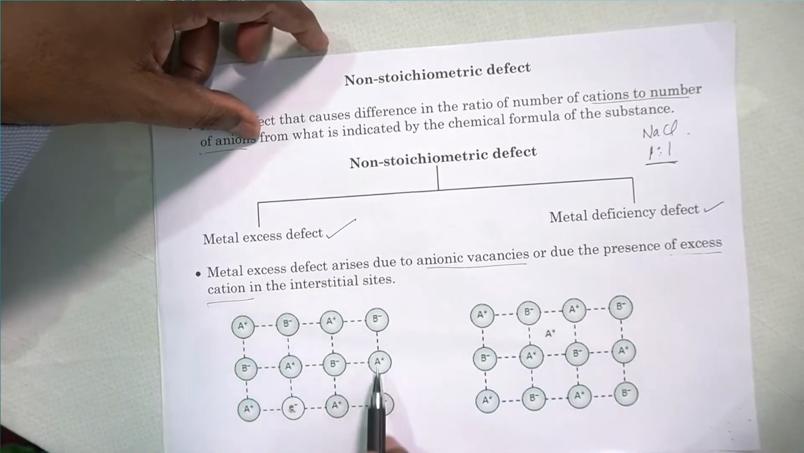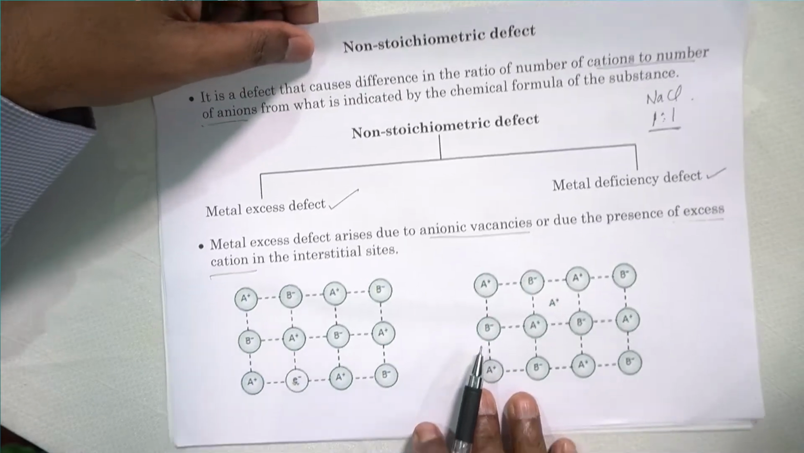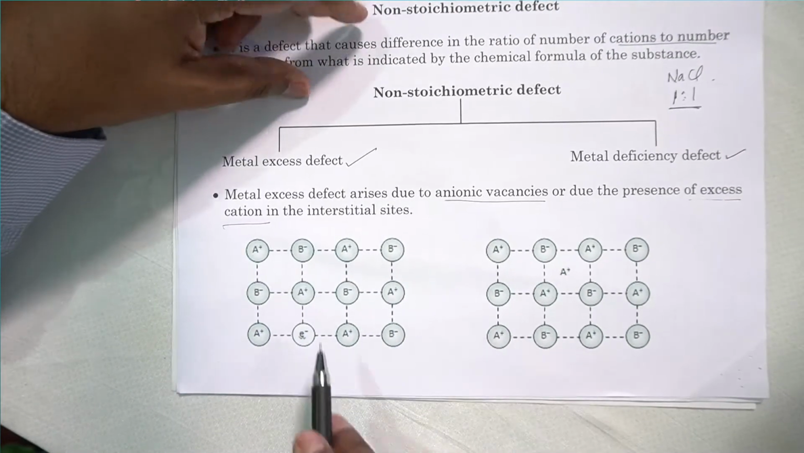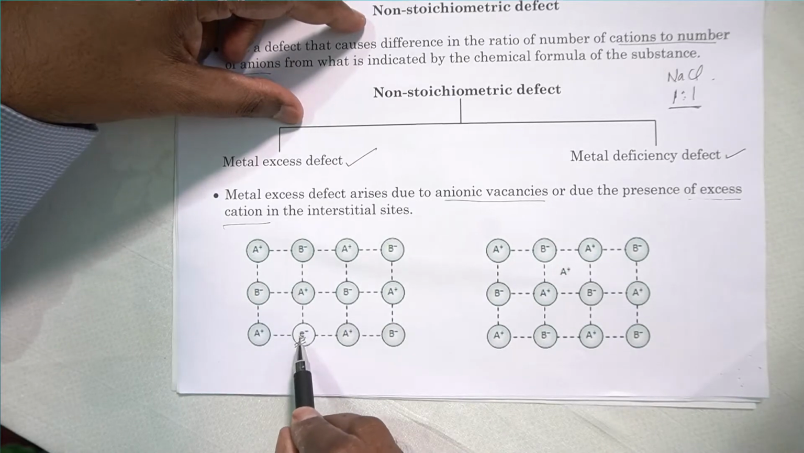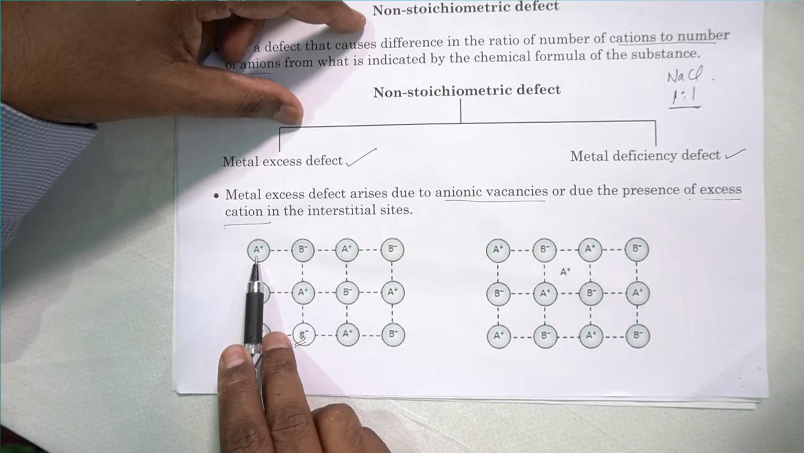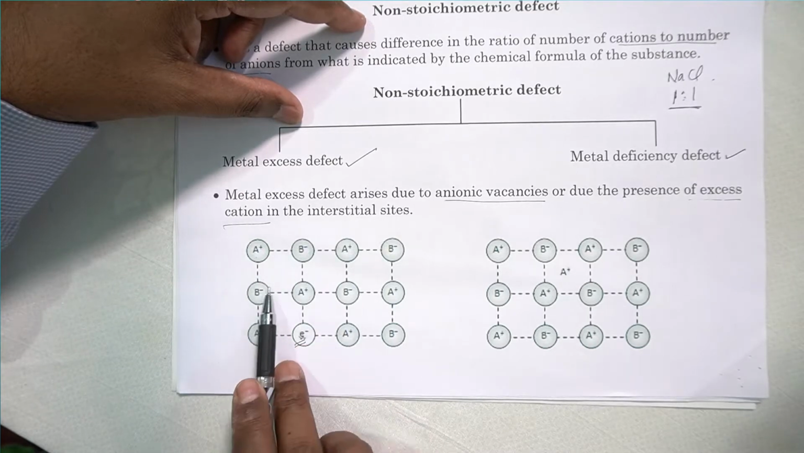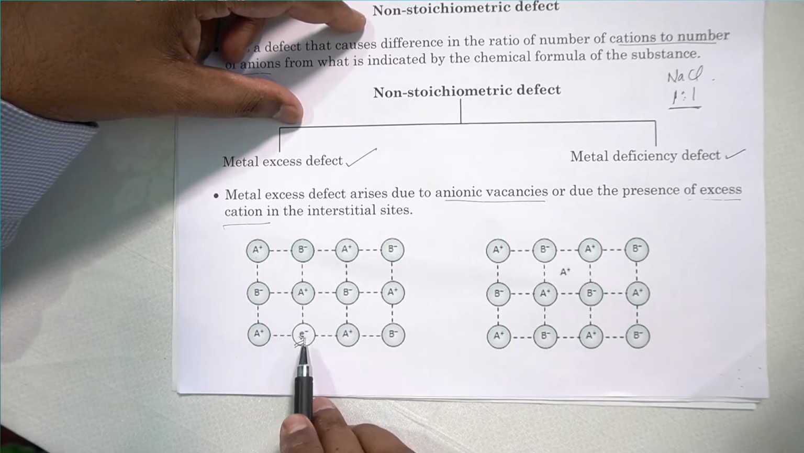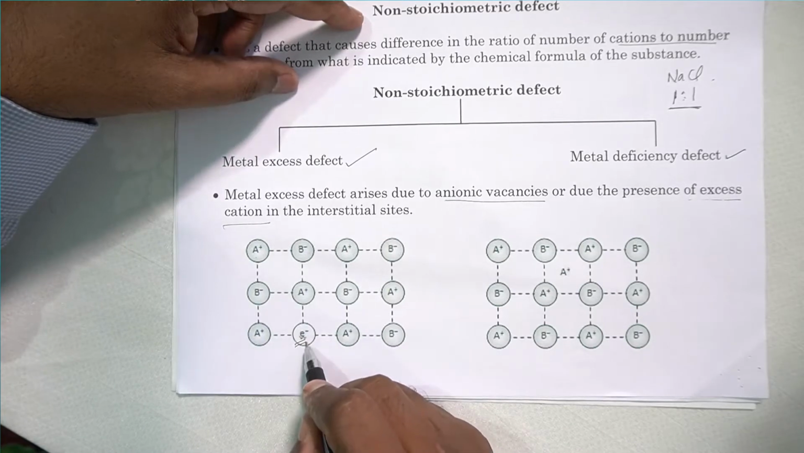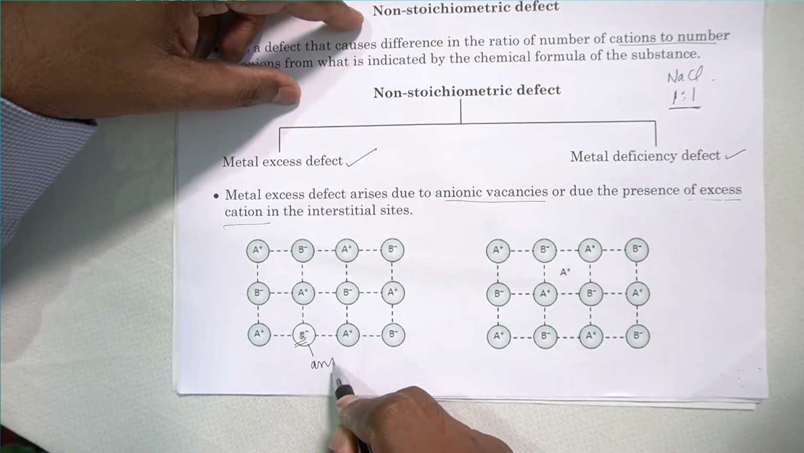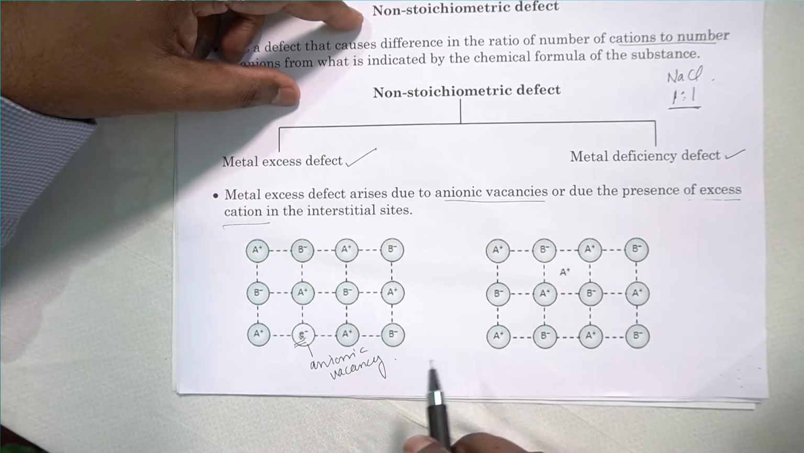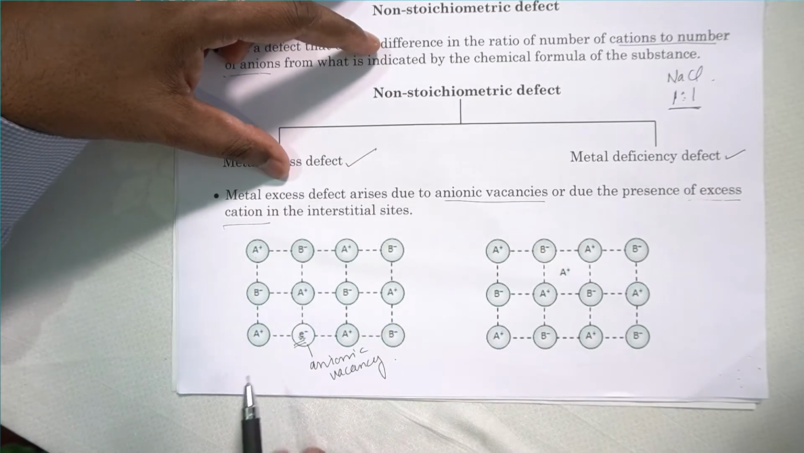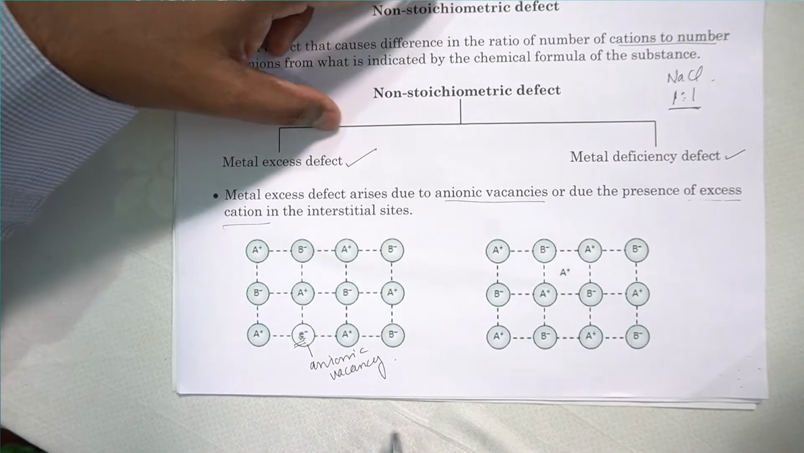Now you can find here in this crystal, we have the anions and the cations. And here see, one of these places is vacant, only an electron is there. The cation A plus and anion B minus are arranged properly, but at this place we require a B minus, an anion, which is missing. Only an electron is sitting there. So it causes an anionic vacancy. So this is a metal excess defect. Here the metal ion, cation, is in excess compared to the number of anions.